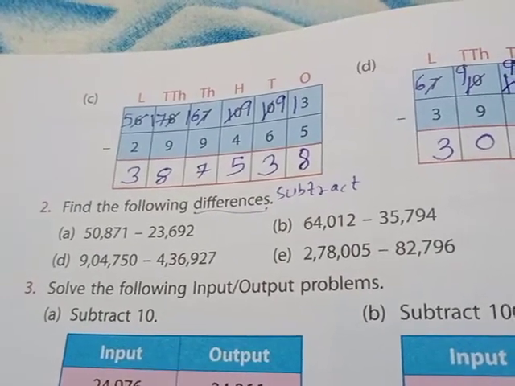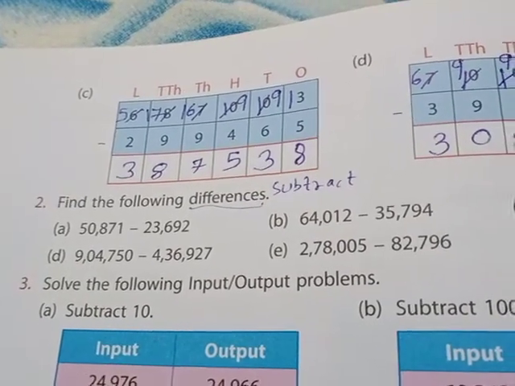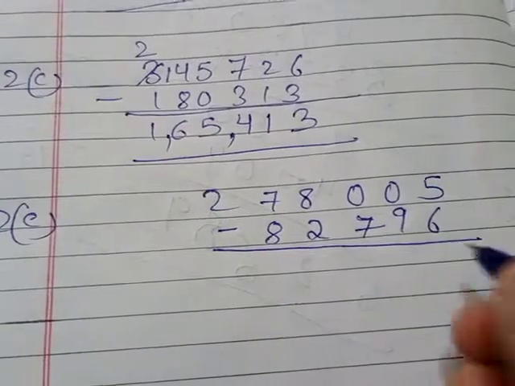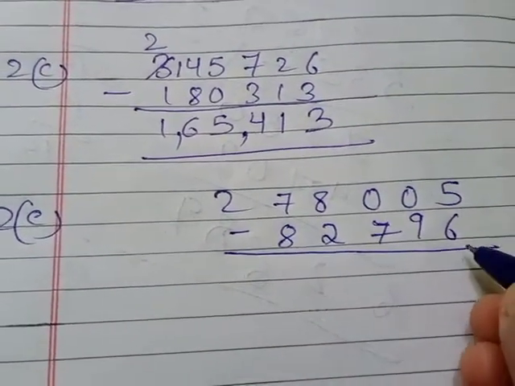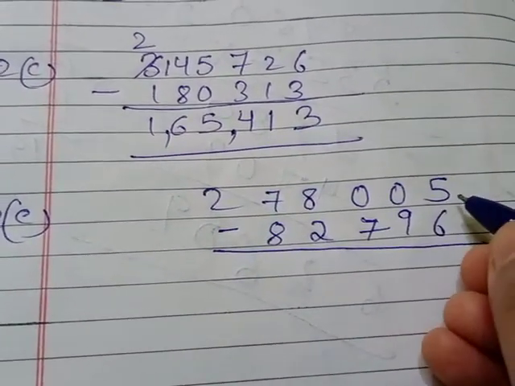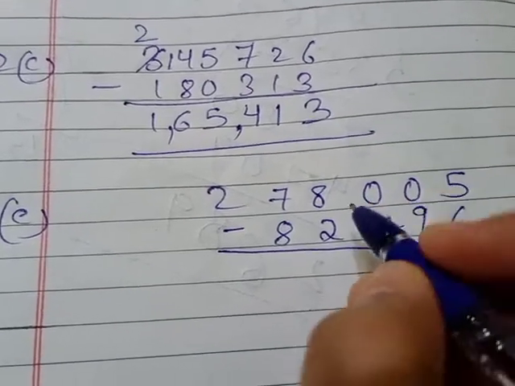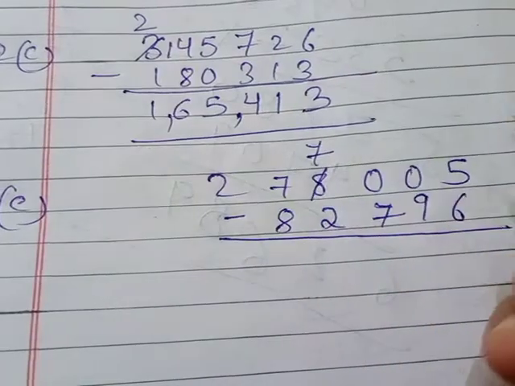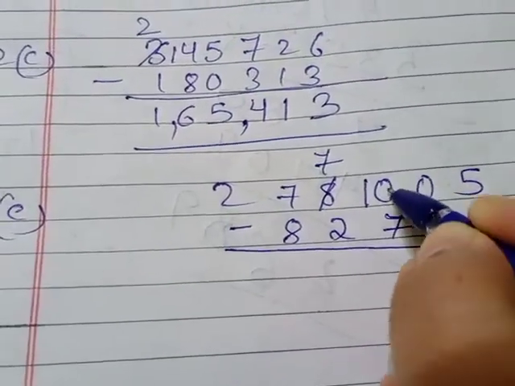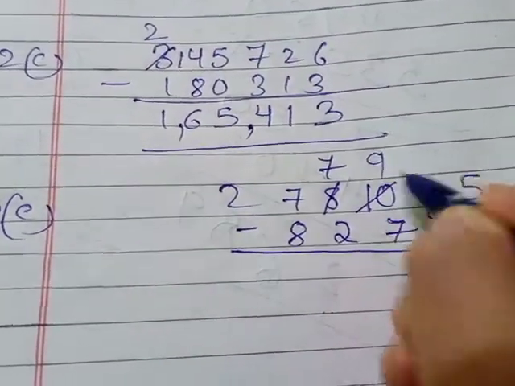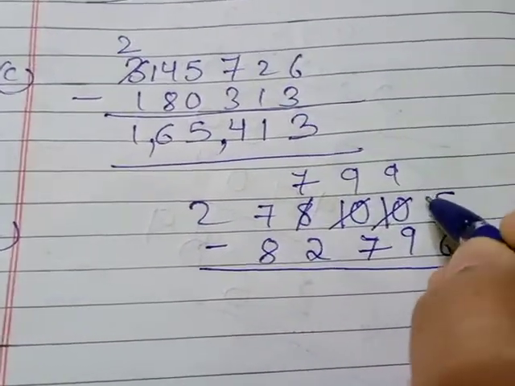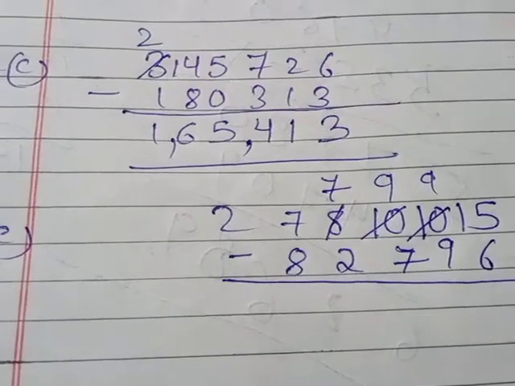278,005 minus 82,796 like this. You see I have written the question. From 5 can we subtract 6? No, because the minuend is a smaller one. So 0 both the places. 8 will have to become 7 and then 10. Okay, now this 10 will give 1 to the 0. Now this 10 will give 1 to 5. I hope it is clear now.